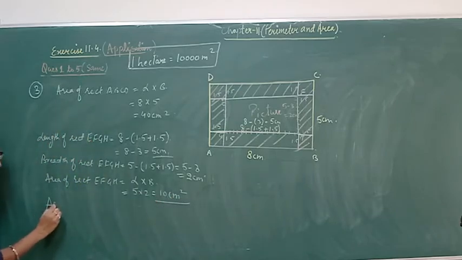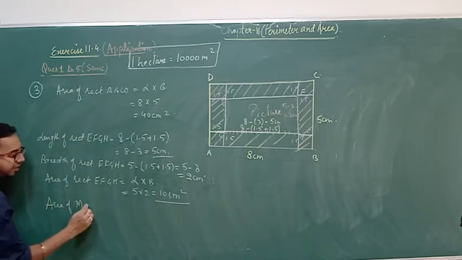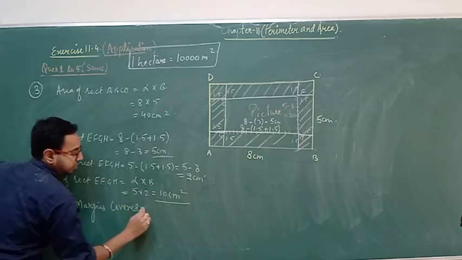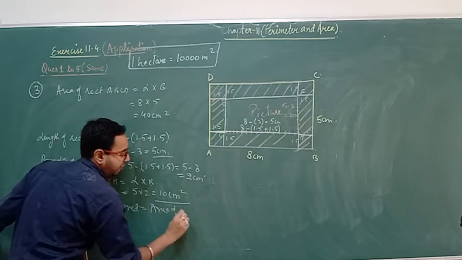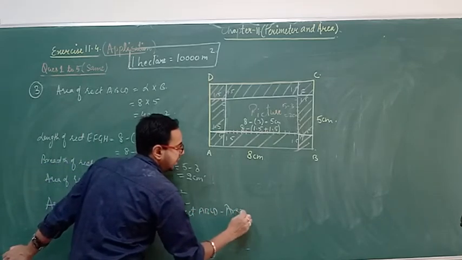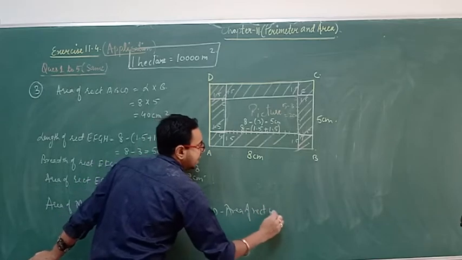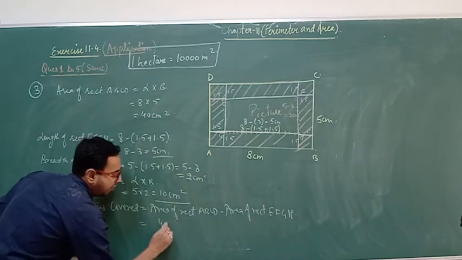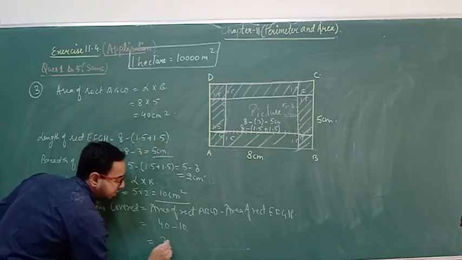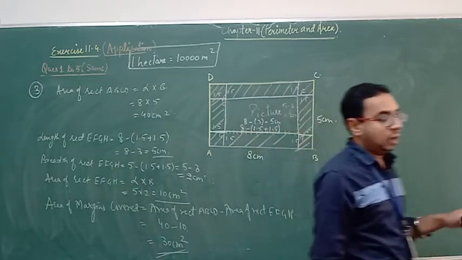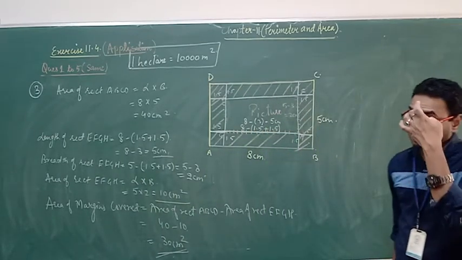Therefore, area of margins covered, very easy question. Area of the cardboard minus area of rectangle EFGH, meaning the picture, we'll be getting 40 minus 10, that is 30 centimeter square. This is the answer. Any doubt anyone is having with this question?